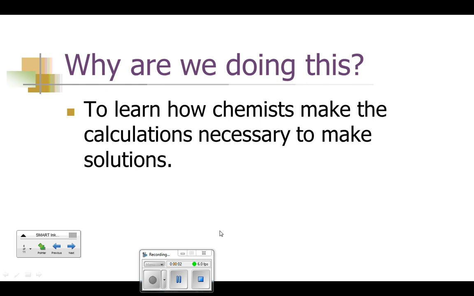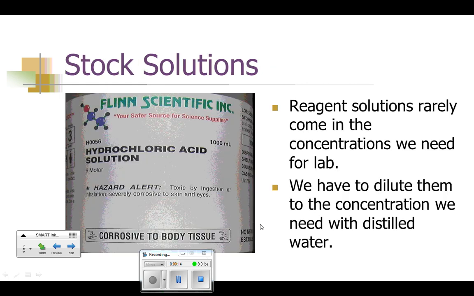Okay, in this video we're going to work on some problems having to do with solutions and how to find the concentration, or how to get the concentration of solutions in the chemistry laboratory. If we find a bottle on the shelf in the chemistry storeroom, oftentimes the concentration of it is way too high. On this particular example I have here, you can see that the concentration of this is 6 molar, and that is a very concentrated solution.